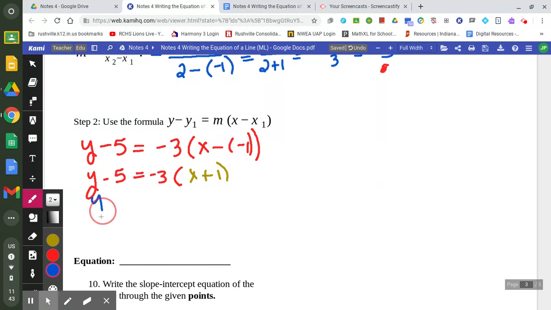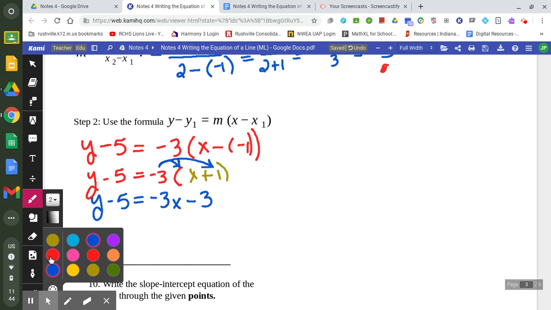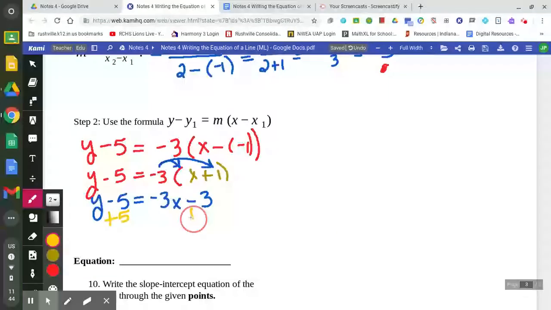So then y minus 5 equals, and then I have my distributing. So negative 3 times x is negative 3x. Negative 3 times 1, negative 3. I still have not solved completely for y. I have to add 5 to both sides of the equal sign. So plus 5, plus 5. These cancel. I end up with y equals negative 3x, and then I have negative 3 plus 5, so that gives me plus 2.